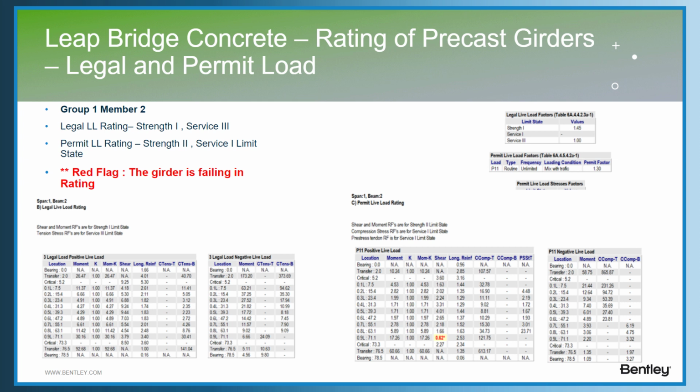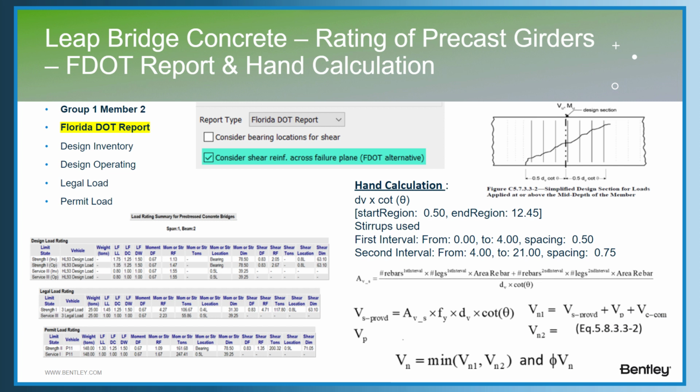The user needs to go back, reassign a few more stirrups there, and if there is failing due to moment, maybe add a few more strands and reanalyze or re-rate the girders so that the red flag goes away. So that was the basic report.